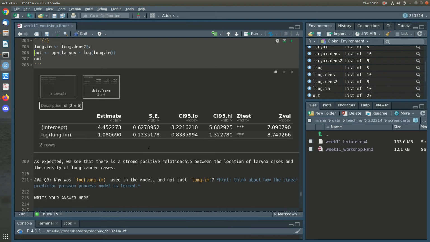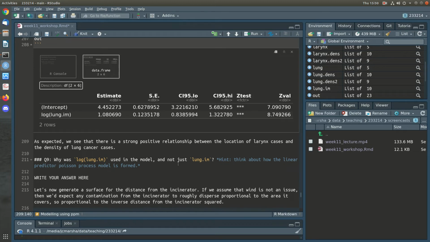And so what we see is that our log lung intensity here is important. More stars, more better. And increasing lung intensity, so increasing number of lung cases in a particular location, results in an increasing number of larynx cases. So as expected, there's a strong positive relationship between the location of larynx cases and the density of lung cancer cases. Okay, so why was log lung used in the model and not just lung?